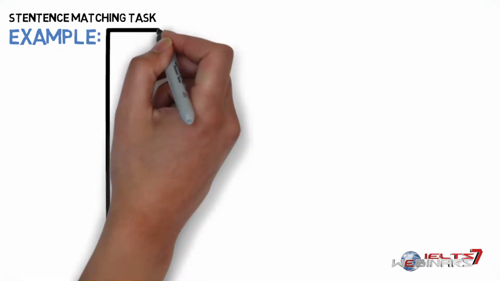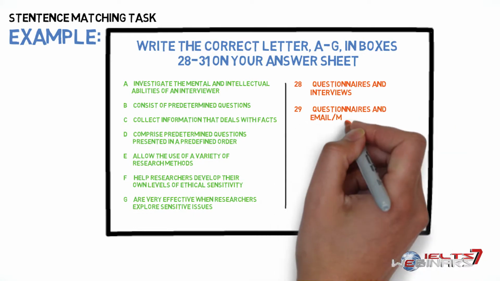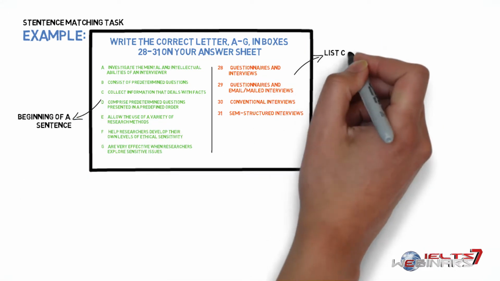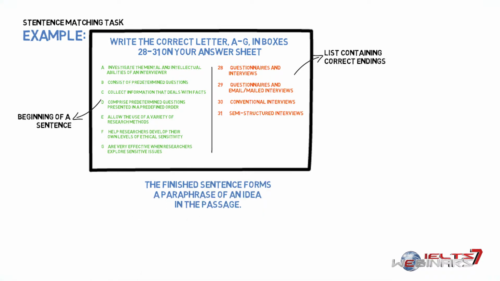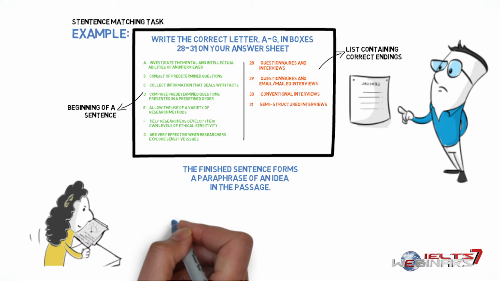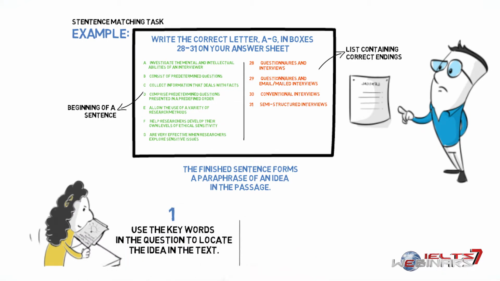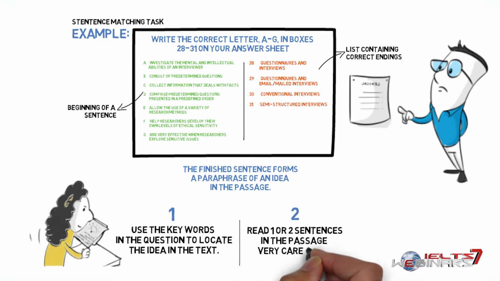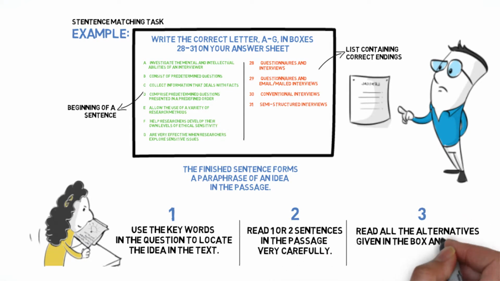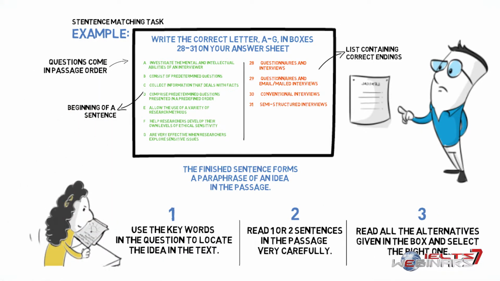Another type of matching exercise is the sentence matching task. This task gives you the beginning of a sentence and asks you to choose the correct ending from a list in a box to complete the sentence. The finished sentence forms a paraphrase of an idea in the passage. To complete this exercise, you should choose the key words in the question to locate the idea in the text. Following this, you should read 1 or 2 sentences in the passage very carefully to understand the idea. Finally, you read all the alternatives given in the box and select the right one. With this type of task, the questions come in passage order.